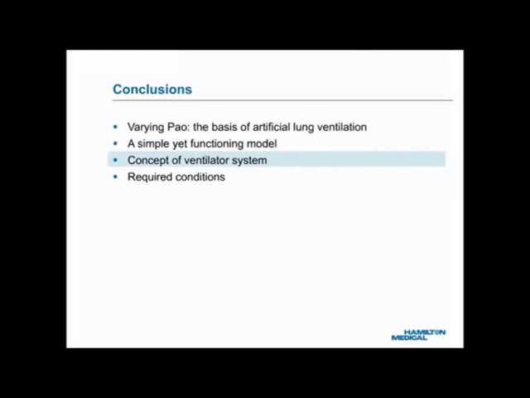We now know that the tool for mechanical ventilation therapy is the ventilator system, and that the ventilator is just one of the parts required within the system. Finally, we have discussed the conditions required for a ventilator system to work as designed. If one of the conditions is not fully satisfied, the system will not work properly or will not work at all.